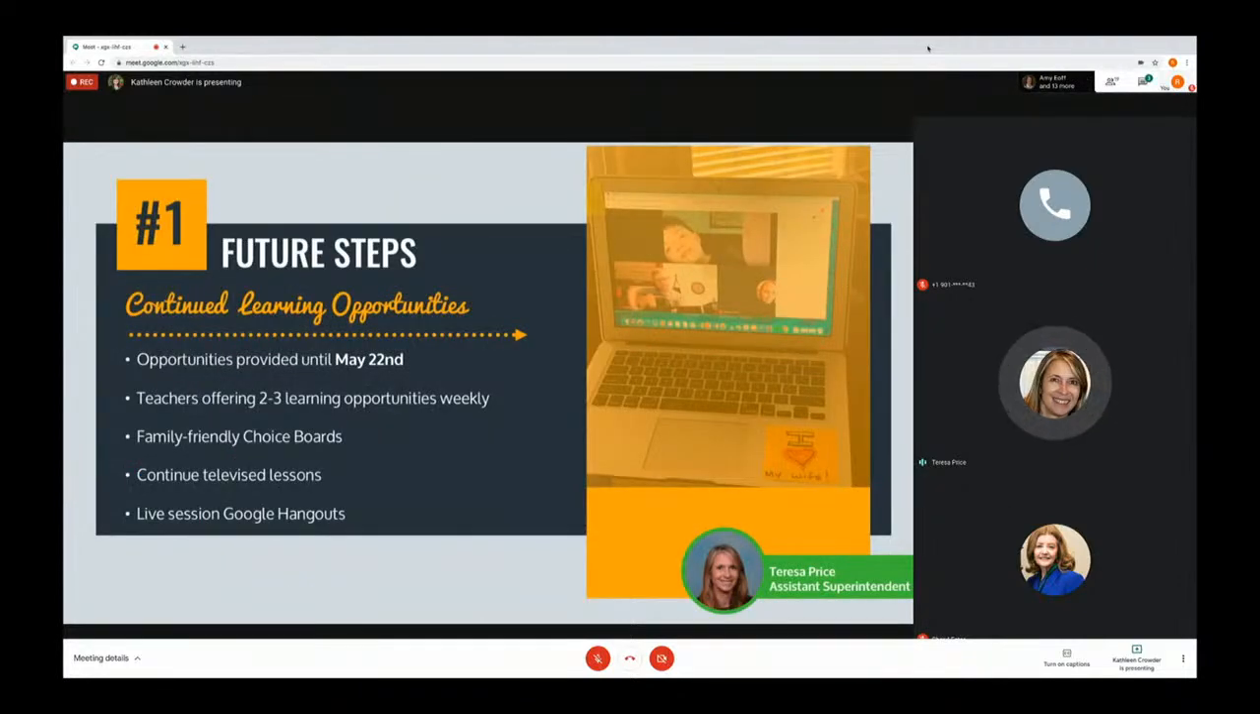So, what's next? Our future steps. We know there's still a lot of things that we need to continue doing. This is just one more thing that is great for our students that are in credit-bearing courses. And I didn't mention before, that does include our eighth grade students that are taking high school courses. We will continue to have learning opportunities provided all the way up until the last day of school, with our teachers offering 2 to 3 learning opportunities weekly.